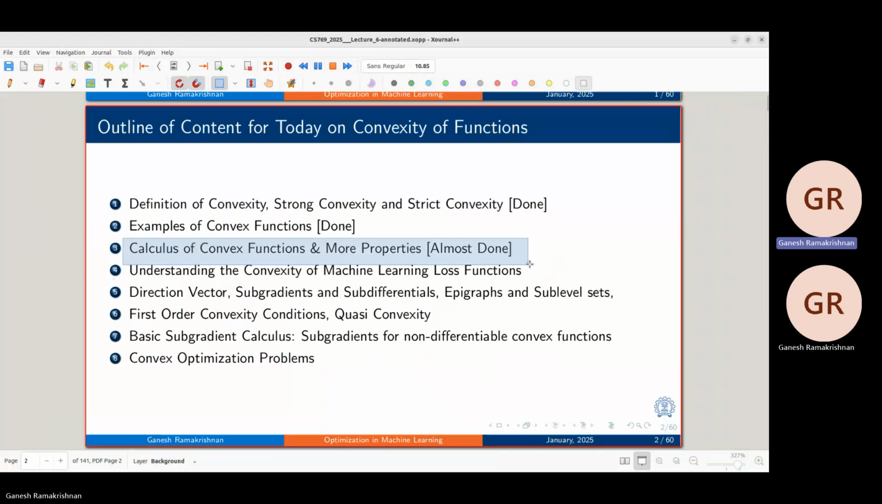We're almost done with the calculus of convexity and some more properties that we were building upon. And then we left a homework problem, which is understanding the convexity of some machine learning loss functions. I'm assuming that you would also have studied those loss functions for their so-called strong convexity and strict convexity. We look at direction vector, subgradients, subdifferentials, hopefully. But towards that, we'll have to first do epigraphs and sublevel sets and quasi-convexity. So you'll actually do quasi-convexity and then do first order conditions. And then, of course, subgradient calculus will come later.